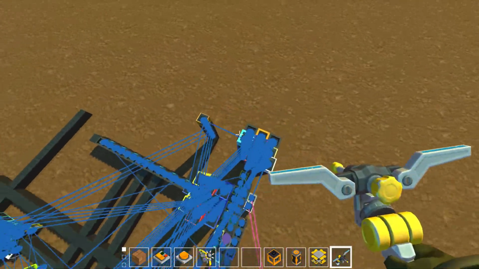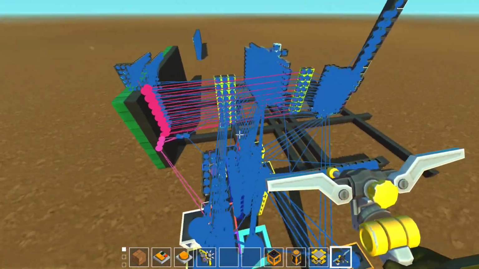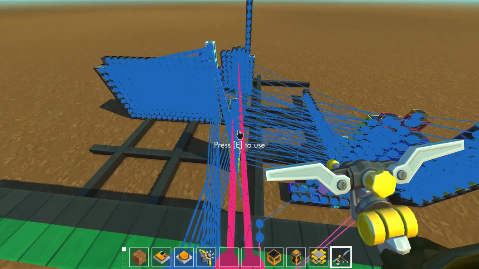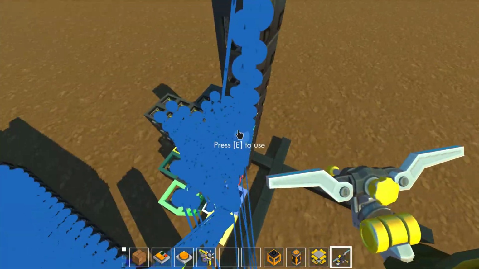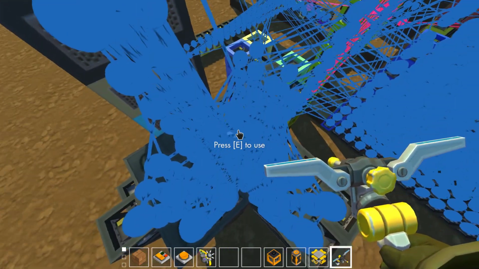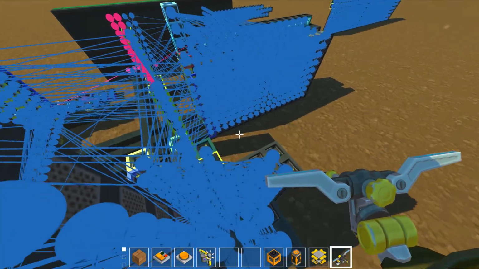Also, here's what the wiring looks like. It's a mess. Especially in these blocks here, where you can't actually distinguish what's happening.